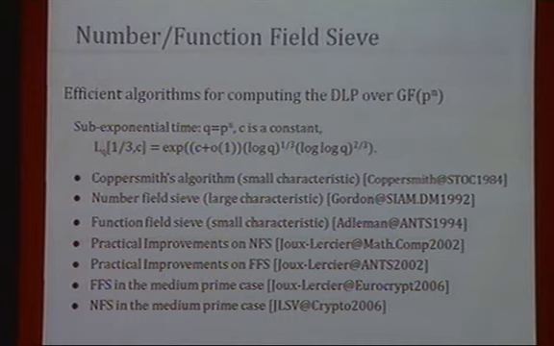And so Gordon adapted the idea of the number field sieve of integers to the DL problem case. This is a simple adaptation of the number field sieve of integers to the DL problem, 92. After that, Adleman extended the idea of Kopasnis, and he developed the so-called function field sieve, 94. And then there were two important improvements in practice.